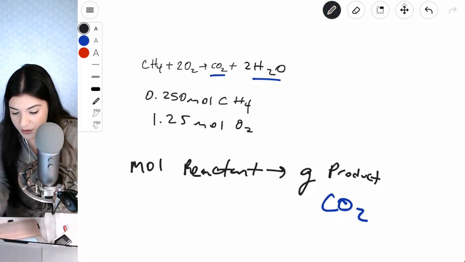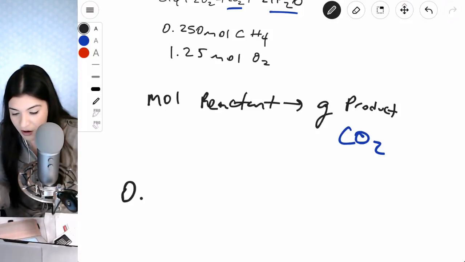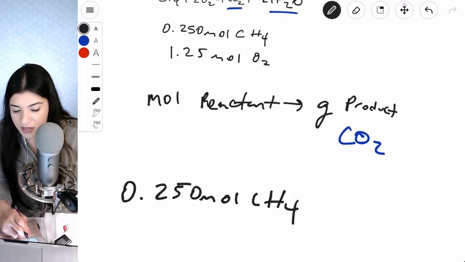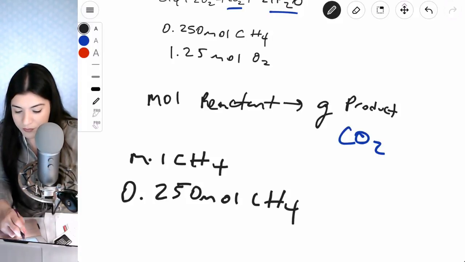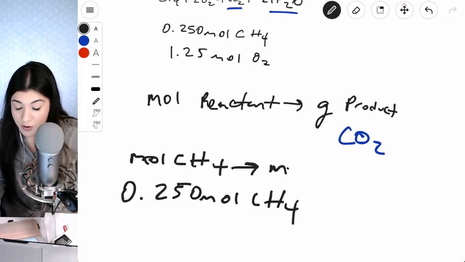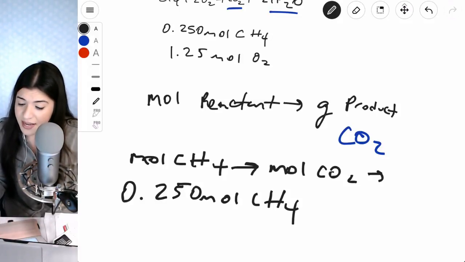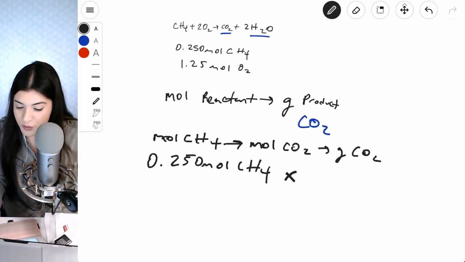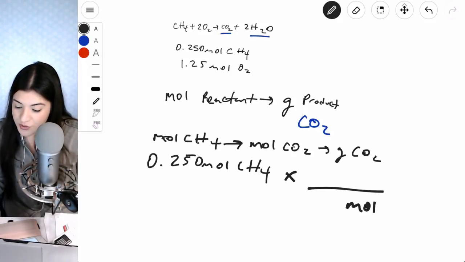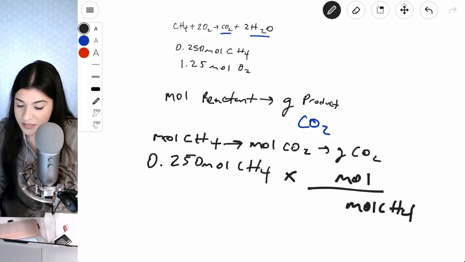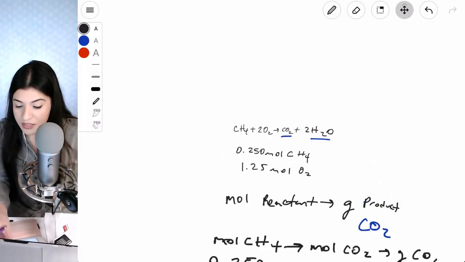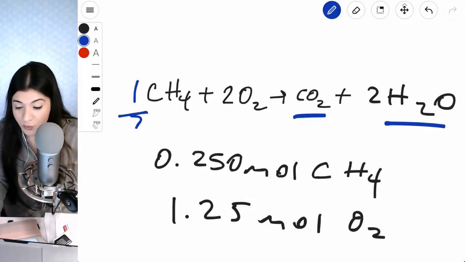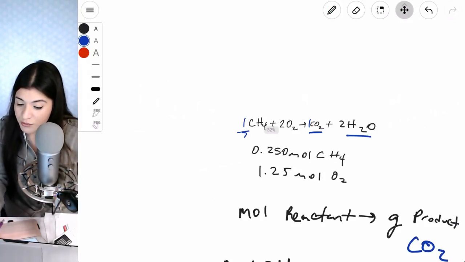So let's start off with the moles of our reactant, our methane, CH4. And then I'm going to go from moles of CH4 to moles of our product CO2, and then lastly get to grams of CO2. Okay, so then all I have to do is multiply by a mole to mole ratio, so moles of CH4 on the bottom and moles of what we want, CO2, on top. Going back to our balanced equation, there's only 1 mole of CH4 per 1 mole of CO2, so that's a 1-to-1 relationship.